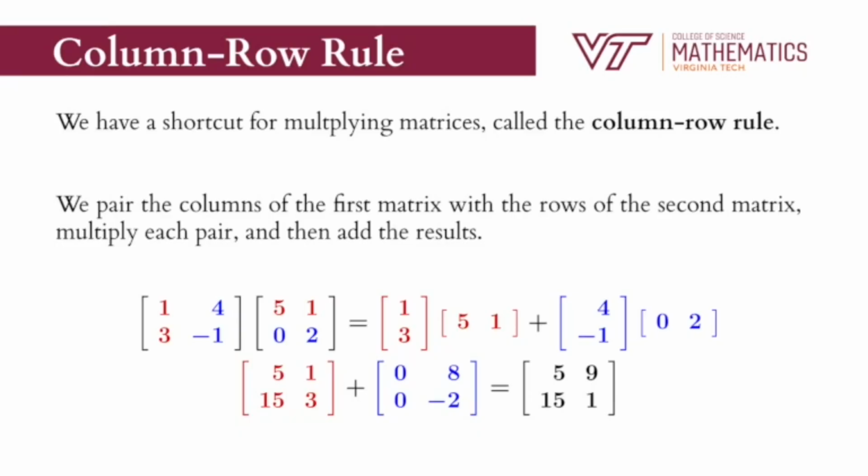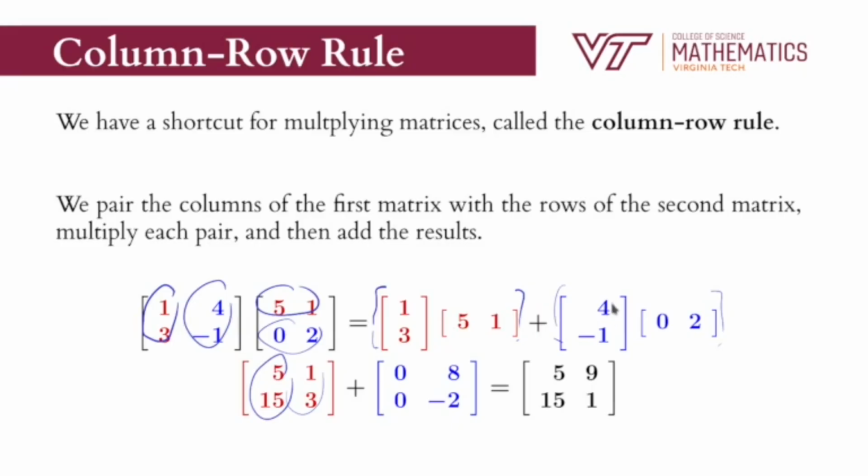What we're going to do is pair up the columns of the first matrix with the rows of the second matrix. So I'm going to pair up (1, 3) and (5, 1) in this example into this pair. Then I'm going to pair up (4, -1) and (0, 2) into this pair. And then I'll combine these together. So (1, 3) times 5 is (5, 15), and (1, 3) times 1 is (1, 3). So I multiply this column times each number in this row.